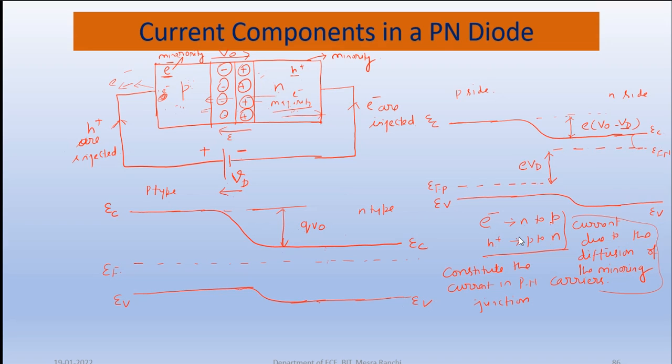And there are majority charge carriers, like you can see that the electrons are the majority charge carriers and holes are the minority charge carriers in this region. Similarly, holes are majority charge carriers in the P region and electrons are the minority carriers, right?